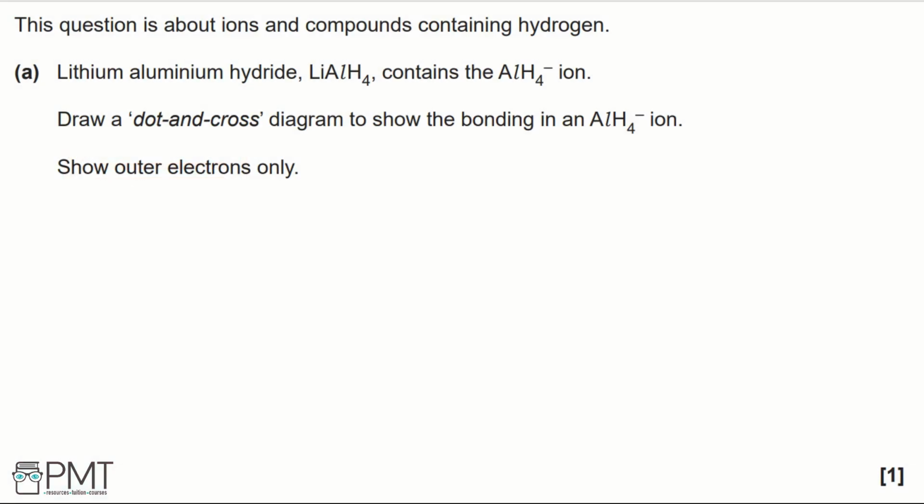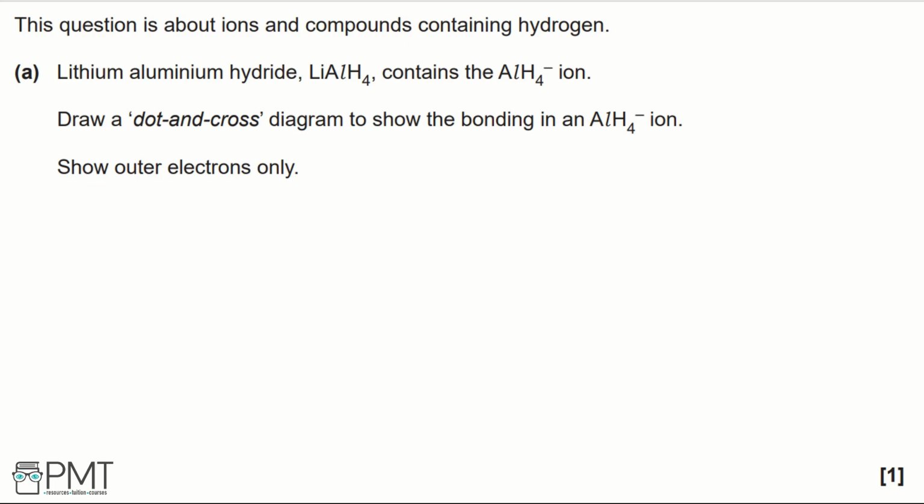This question is about ions and compounds containing hydrogen. Part A. Lithium aluminium hydride contains the aluminium hydride minus ion. Draw a dot and cross diagram to show the bonding in an aluminium hydride ion.